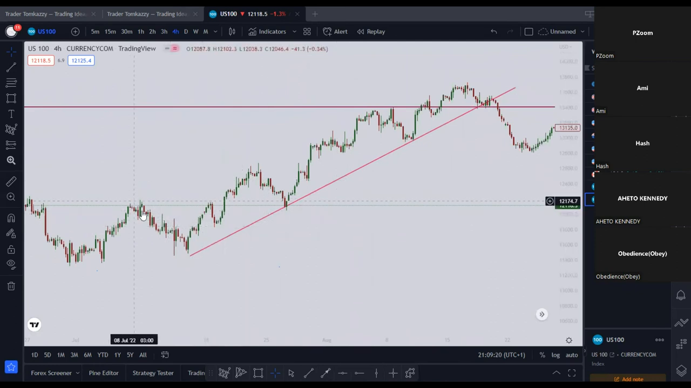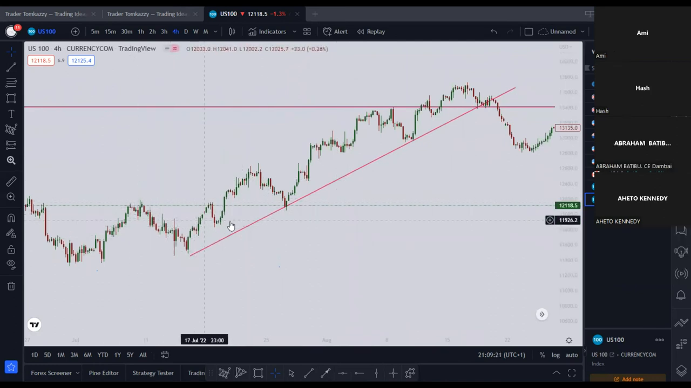Now we are forming higher highs and higher lows. Shit, what is happening?